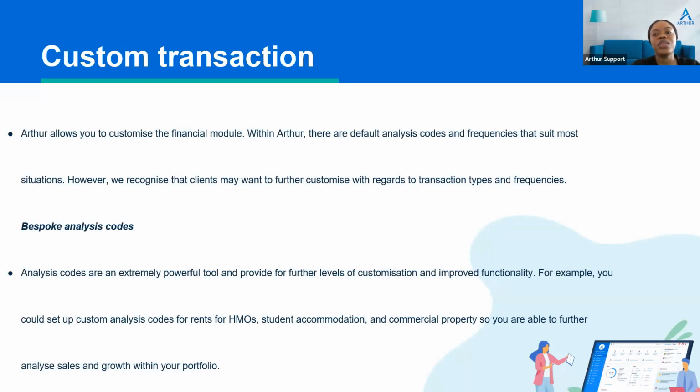So we have two things. We have analysis code, which is the transaction type, and we have frequencies. Frequencies, as I've showed you guys, is how frequent you want the rent to be. So I will show you guys my screen. I'll change the screen and show you some examples to deal with this.